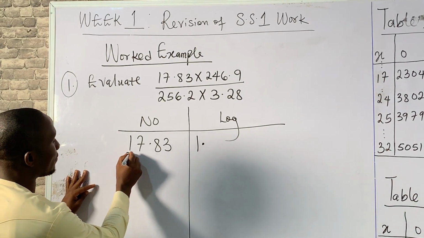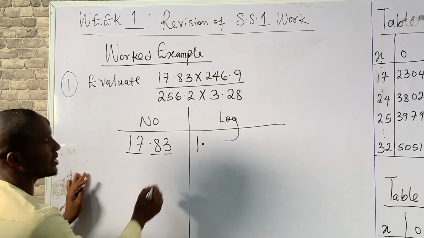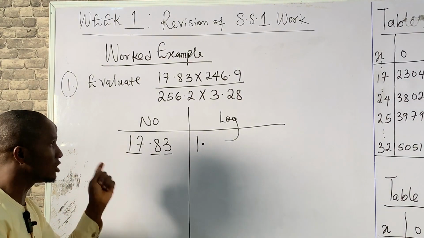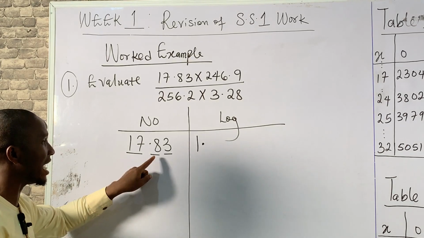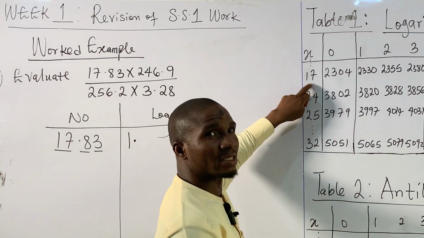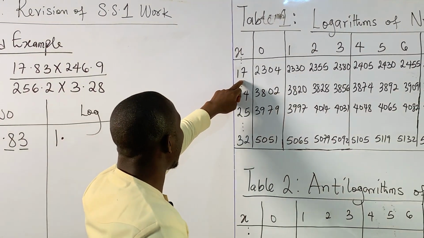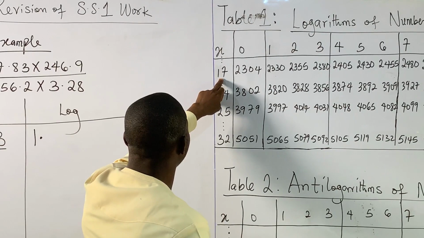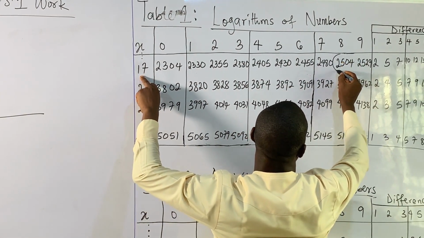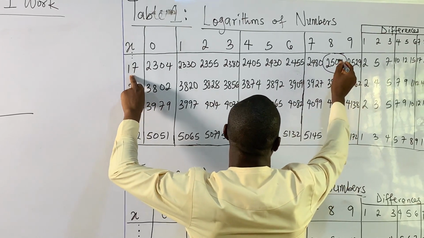You check 17 under 8 difference 3 from your logarithm tables. I repeat, you check from the logarithm tables 17 under 8 difference 3. So let's go to the logarithm tables now. So this is the logarithm tables. So we check for 17 under 8 difference 3. This is 17 under 8. That is 2504.